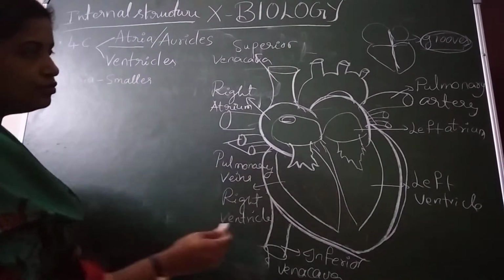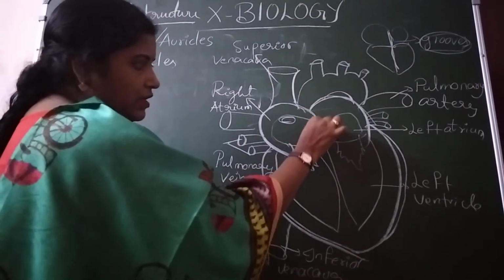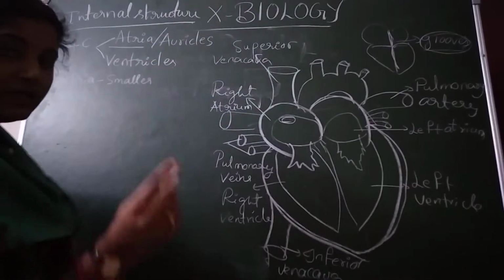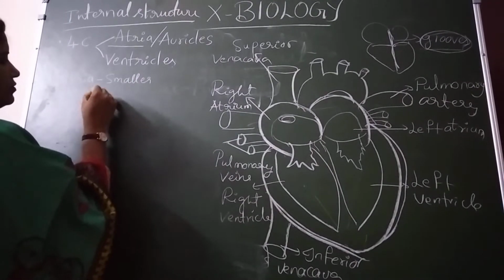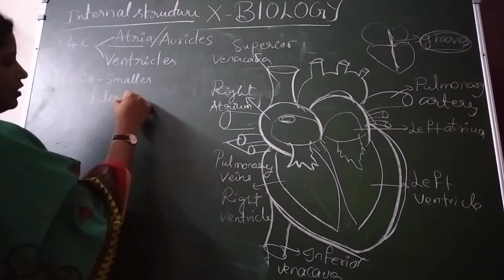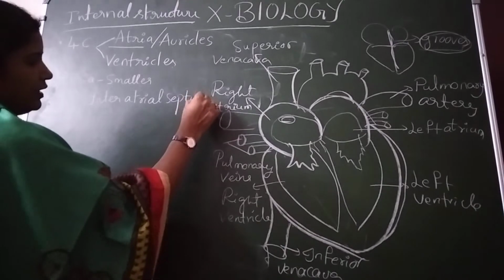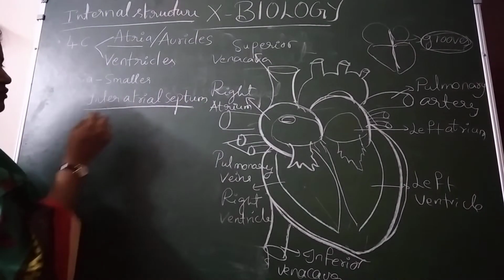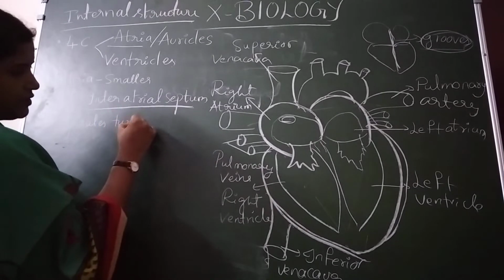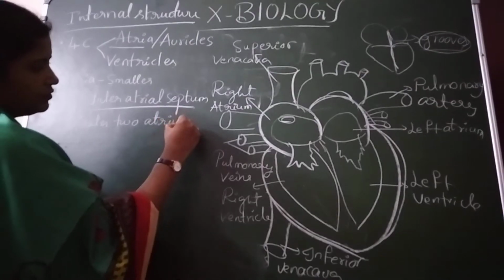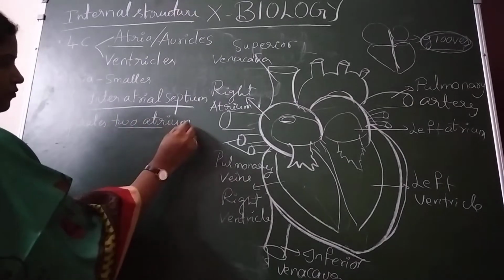Okay, and the two atriums, right? The 2 atriums are separated by a thin muscular structure. That is known as the interatrial septum. Okay, interatrial septum, which separates the 2 atriums.